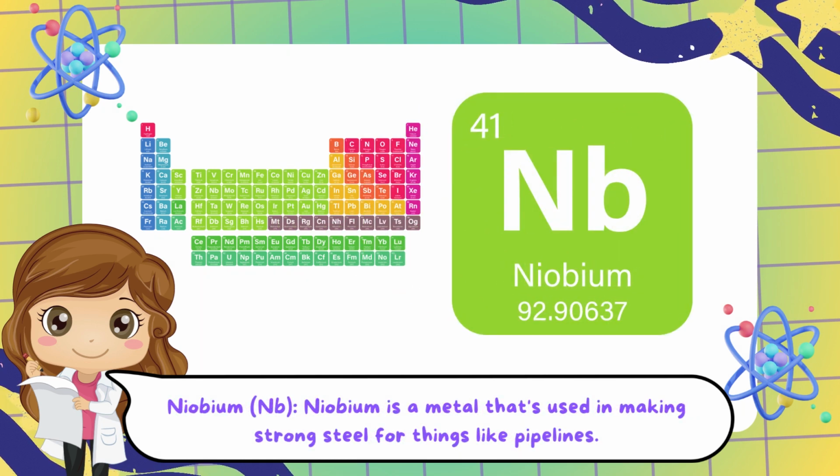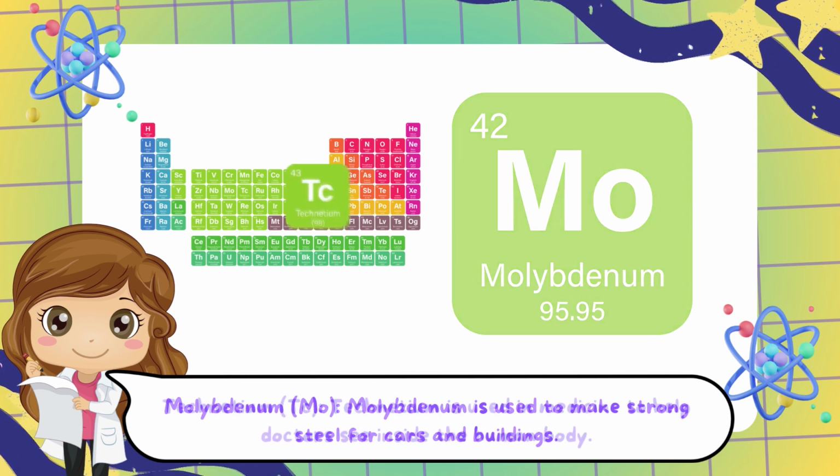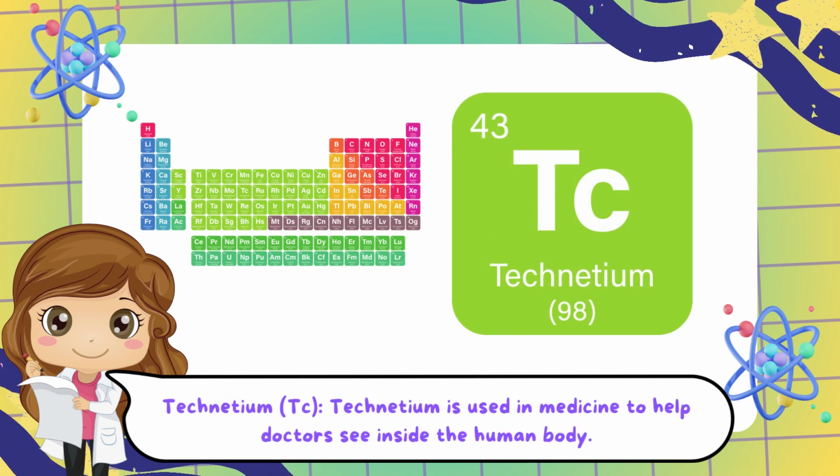Niobium is a metal that's used in making strong steel for things like pipelines. Molybdenum, M-O. Molybdenum is used to make strong steel for cars and buildings. Technetium, T-C. Technetium is used in medicine to help doctors see inside the human body.